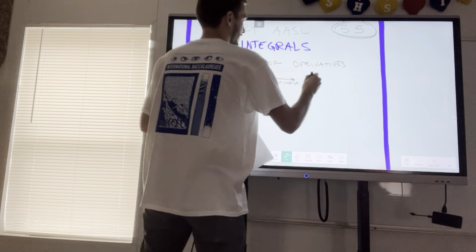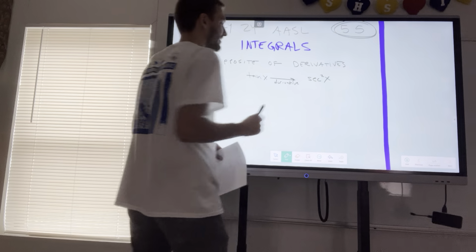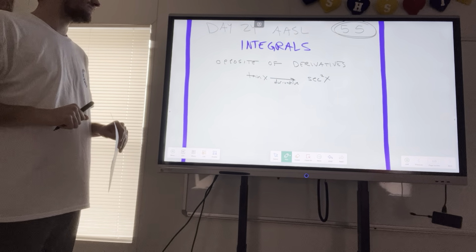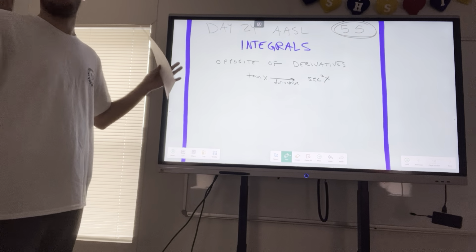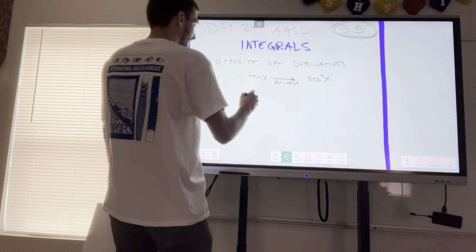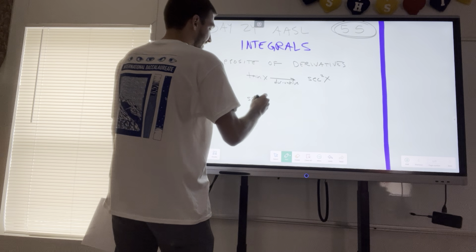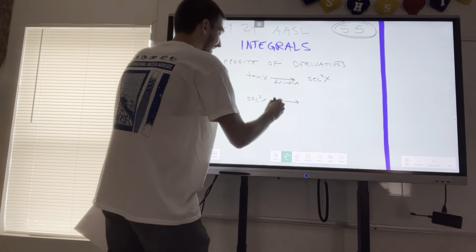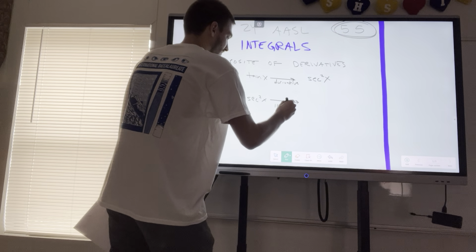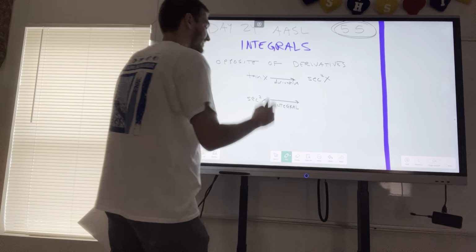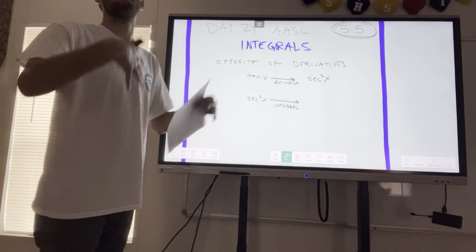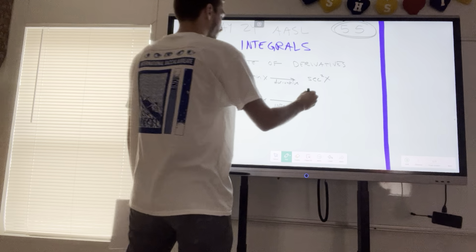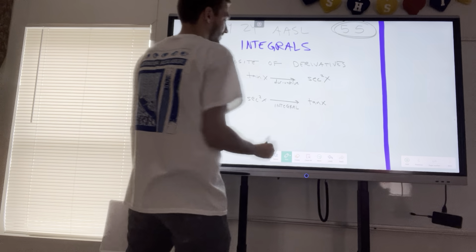Yes. Secant squared x. And now that's something we already know, and that means that secant squared x, if we take the integral, it's going to be taking us not forward into another direction, derivative, but backwards, and it's going to take us right back to tangent x.